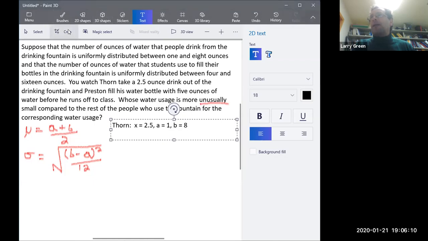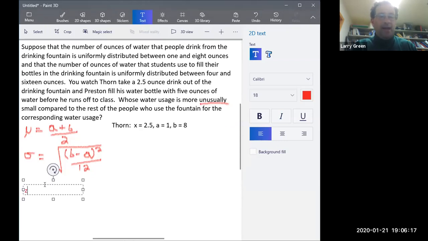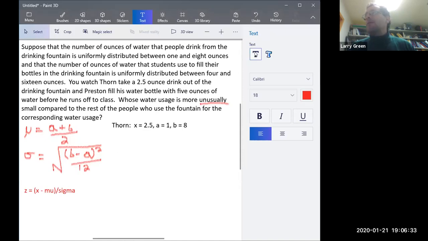Let me also remind you of the z-score formula, because that's important. z is equal to x minus mu, divided by sigma. And that's the z-score formula. So now we can figure out Thorn's z. Before z, let's find mu, which is equal to 1 plus 8 over 2, which is equal to 4.5. Any questions so far?